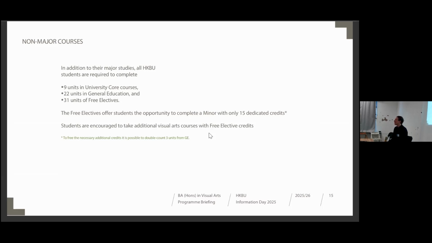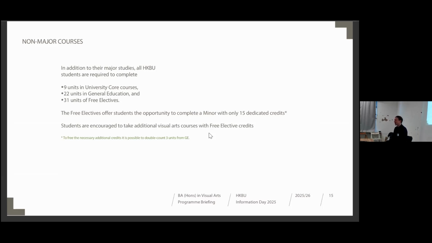They may be interested in pursuing a minor degree, and that's very much an option with the GE and the university core courses. So they may choose to take a minor in a different area of practice to consolidate their learning, make themselves more flexible as a professional outside the program. The free electives offer students the opportunity to complete a minor with only 15 dedicated credits. That's a little complicated. Basically, if a student takes the final 3 units for their minor, which coincides as a 3-unit GE capstone course, they can actually double count that. 3 units for GE and 3 units for the minor. That's a good trick, actually. You might use that later.